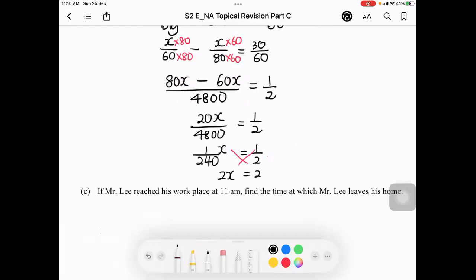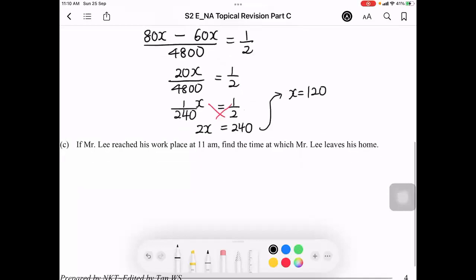2x equals 240. Therefore, x equals 120. You divide by 2. Okay, so this one, x equals 120, the distance. Then if Mr. Lee reaches his workplace at 11 a.m., find the time he needs to leave home.